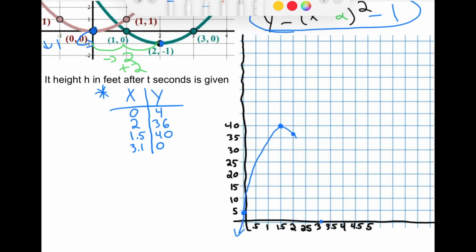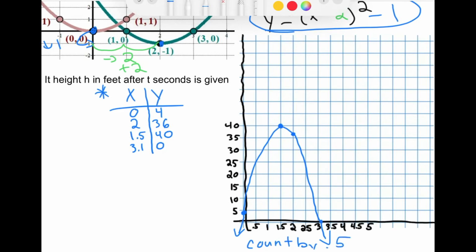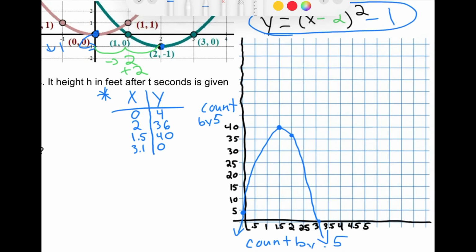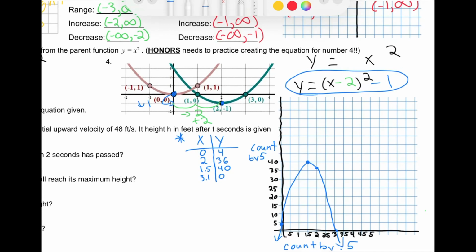And if you choose a different scale for your x and y axis, your graph may look a little bit different. In your calculator, it may look a little bit different because I chose to count by 0.5 on the x-axis and count by 5s on the y-axis. So if you or your calculator choose a different scale, it is going to look different, but it's okay.